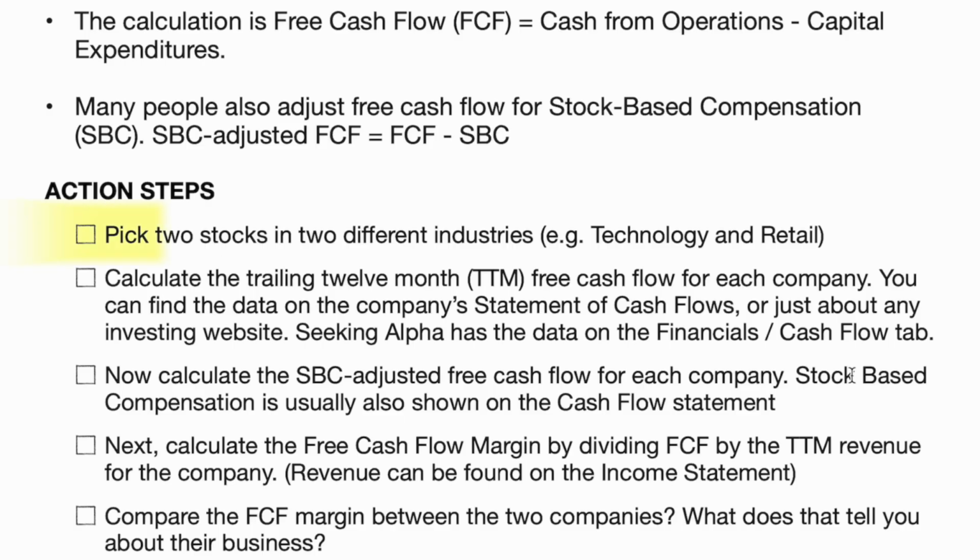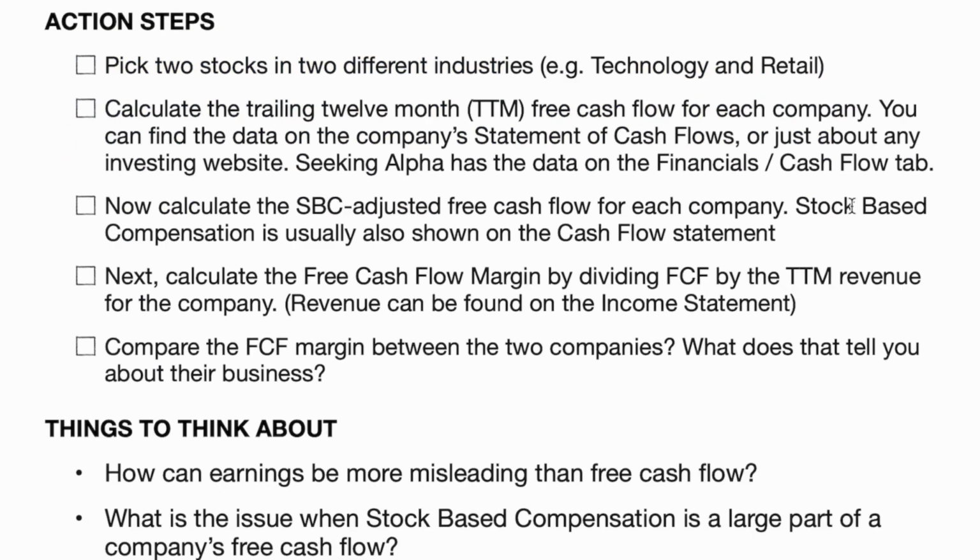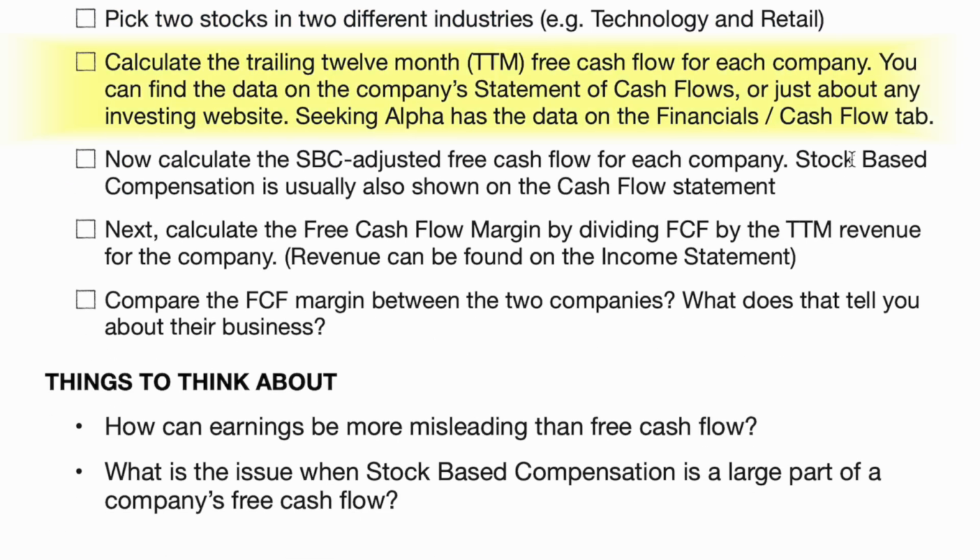Action step number 1, pick 2 stocks in 2 different industries like technology and retail. Action step number 2, calculate the trailing 12-month free cash flow for each company. You can find the data on the company statement of cash flows or just about any investing website. In this example, I'm going to use Seeking Alpha because they have the data on the financials and cash flow tab. Action step 3, now calculate the stock-based compensation adjusted free cash flow for each company. Stock-based compensation is usually also shown on the cash flow statement.